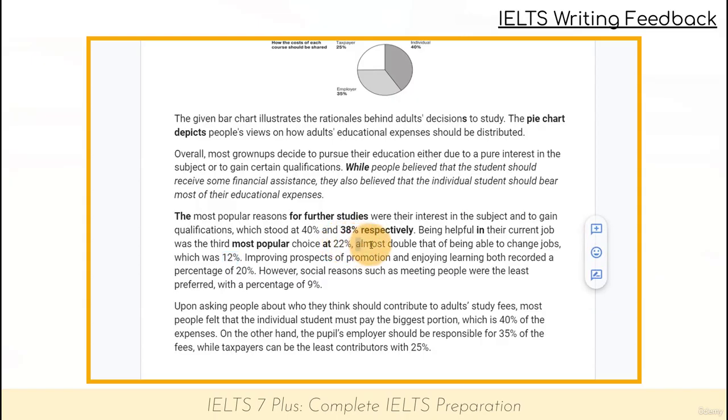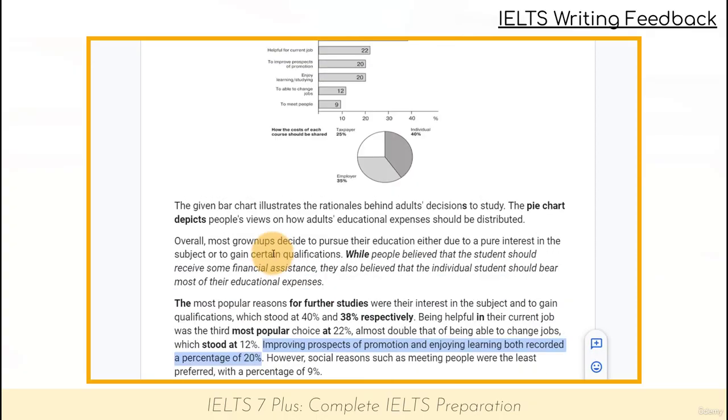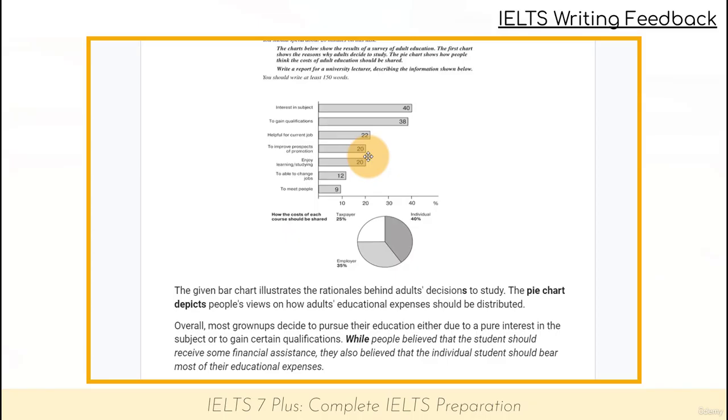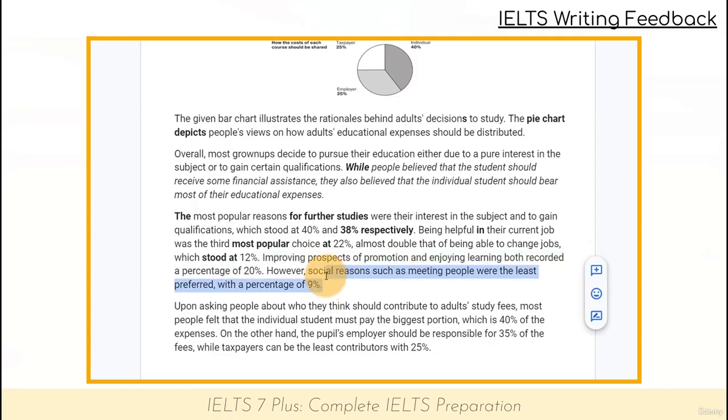Now that's also accurate because it's almost double. 24% would be double. So almost double that of being able to change jobs, which stood at 12%. I'm just going to make a slight change, not a big one. Which was 12% is fine. Which stood at 12% is slightly more academic. Okay, looking good. Improving prospects of promotion and enjoying learning both recorded a percentage of 20%. Fantastic. And they're linking those two pieces of data together there and talking about how they're the same. So again, another comparison. However, social reasons such as meeting people were the least preferred.